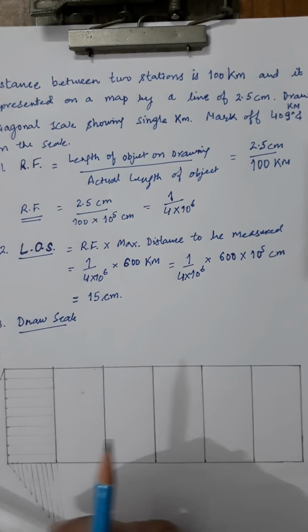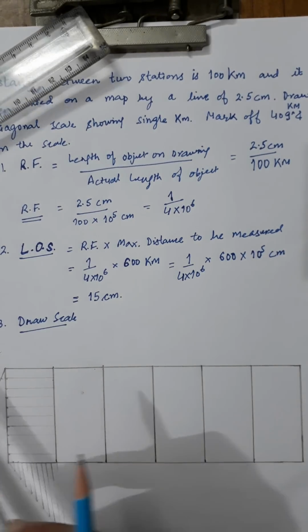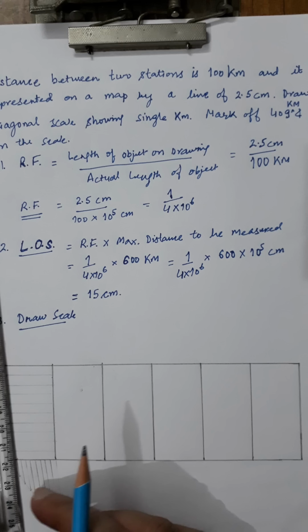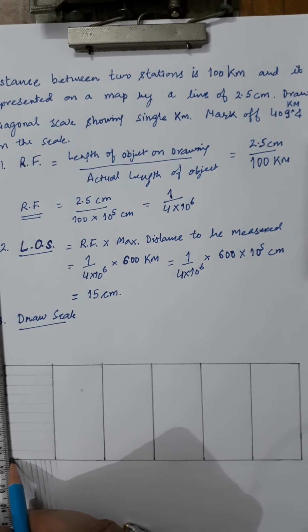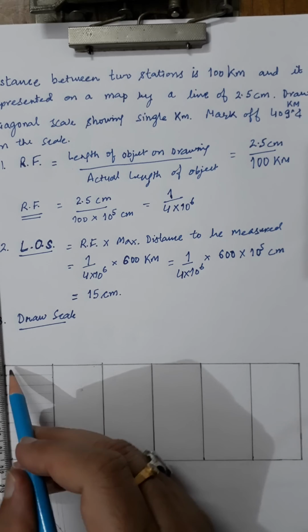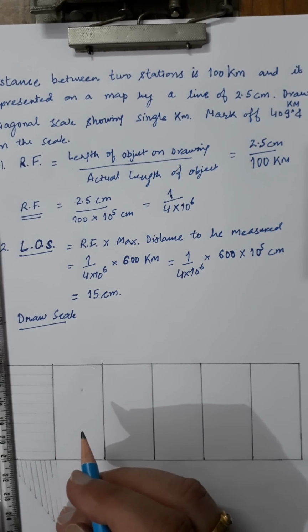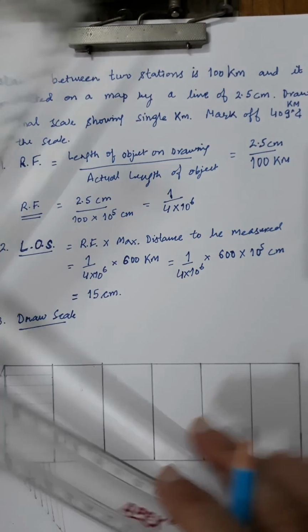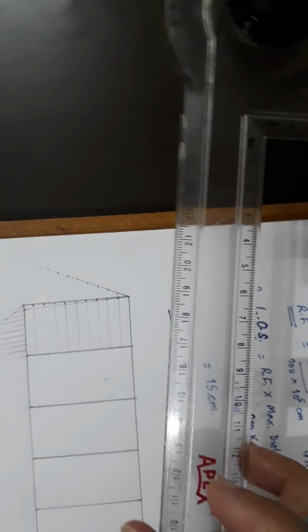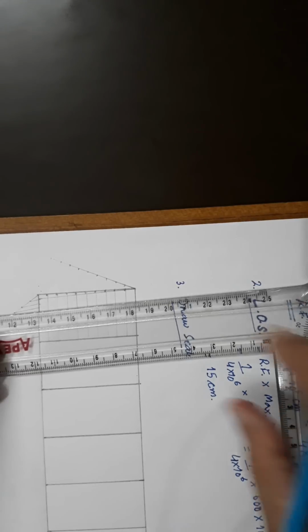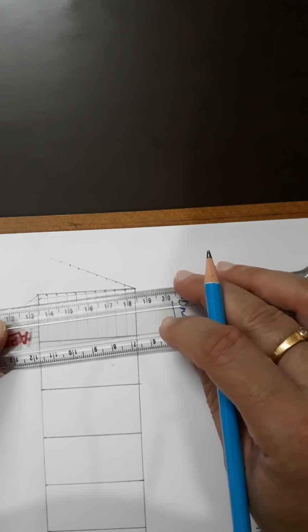Okay, now from here you have to join it diagonally. You can do it like this. You have to join this first division with this edge like this, and then you have to join it with the parallel lines throughout.